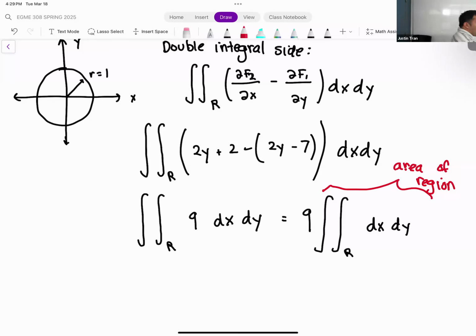And so we have the area of a circle. The area of this circle is pi r squared. R is equal to 1. And so this whole integration here is going to be 9 times pi. That's the easy way to do it.